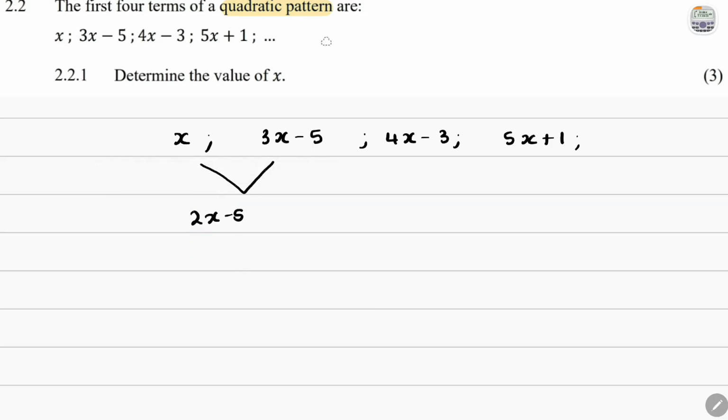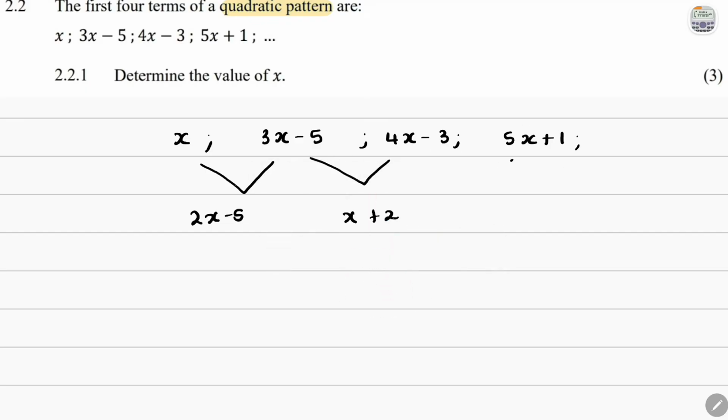That's fine. And then here we're subtracting 4x minus 3 minus this. So that's 4x minus 3 minus 3x minus 5. And when we distribute, we have 4x minus 3 minus 3x plus 5. Then 4x minus 3x is x, and we have 5 minus 3, which is +2. That simply simplifies to x plus 2.